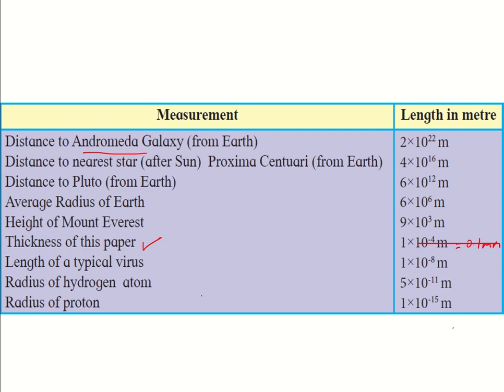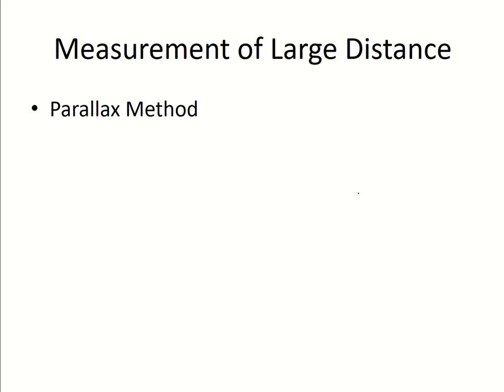Length of a typical virus is 10 raised to minus 8 meter. Radius of a hydrogen atom is 5 into 10 raised to minus 11 meter, and radius of proton is 10 raised to minus 15 meter. So you can see the variation from 10 raised to 22 to 10 raised to minus 15. That is the large scale of measurement that is being done. So how to measure these large distances? First we'll talk about that.